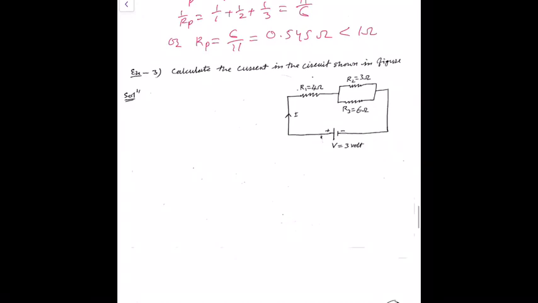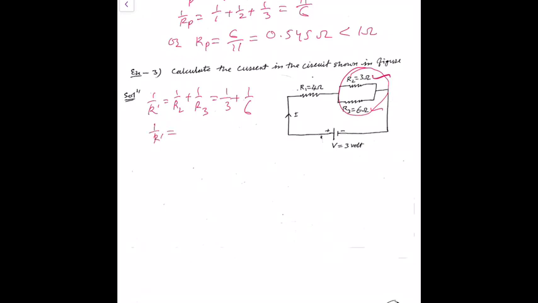Next example, third. Calculate the current in the circuit shown in the figure. Resistances R2 and R3 are connected in parallel, so the equivalent resistance is 1 upon R' is equal to 1 upon R2 plus 1 upon R3. Both are connected in parallel. So put the values: 1 upon 3 plus 1 upon 6.